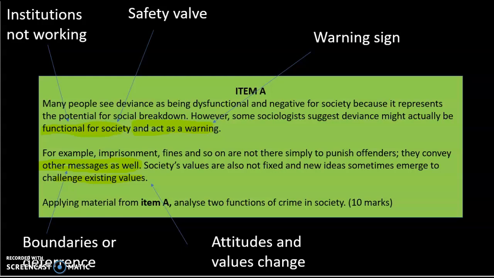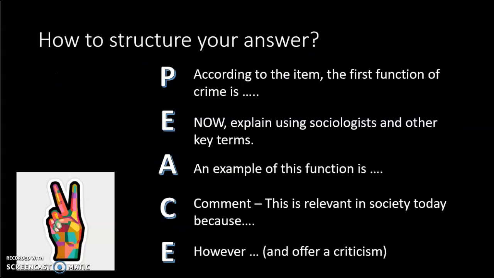So how do we put these into a paragraph? I'm going to refer to the PEACE paragraph, and I teach my students this. The P is your point. So in this case, it's what you've found from the item: the first function of crime is. Then the E is explain it, so using sociologists and key terms.